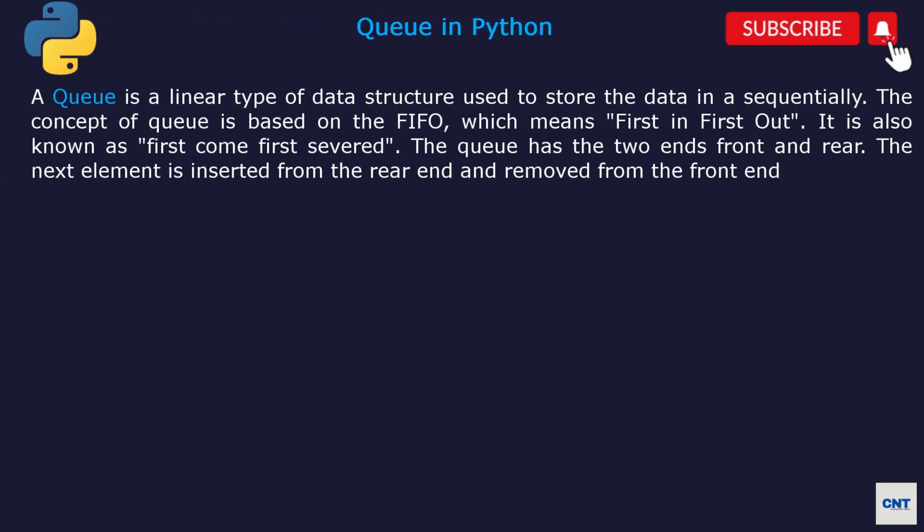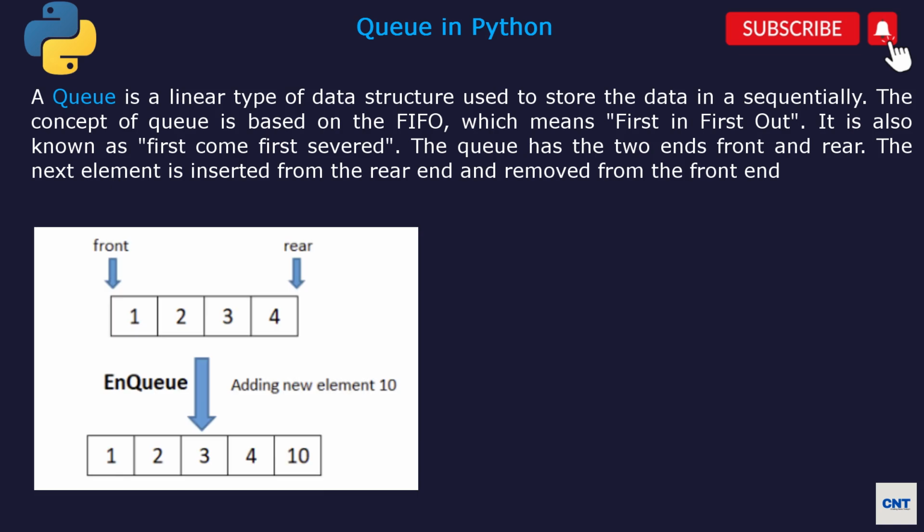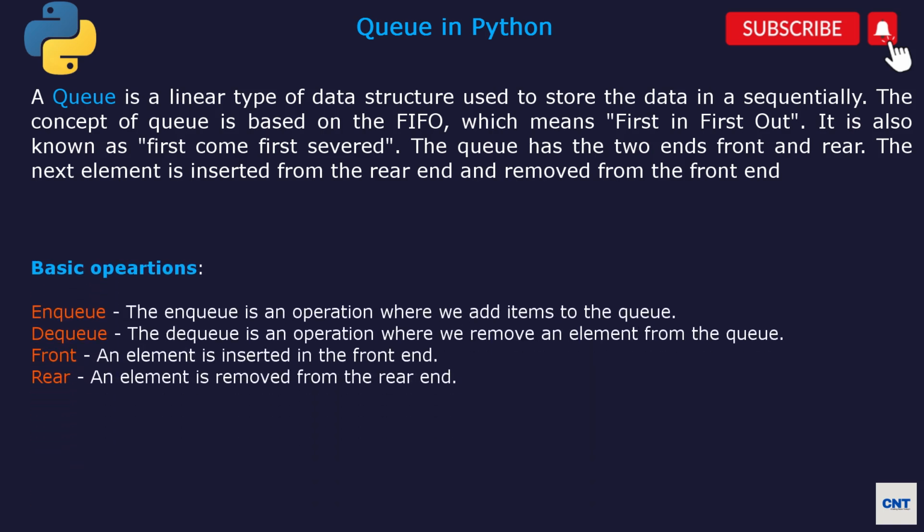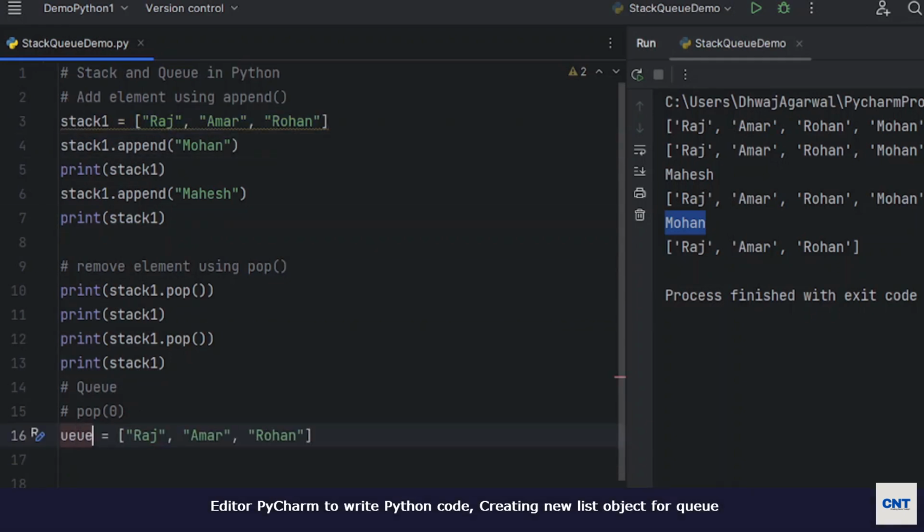Guys, in this video, we are going to discuss what is queue in Python. Queue works on the principle of first in, first out. That is called FIFO. Let's see how it will work. The same as a stack, queue.